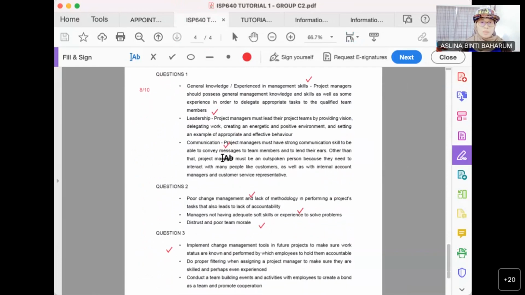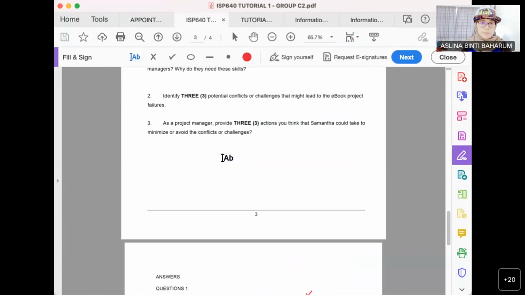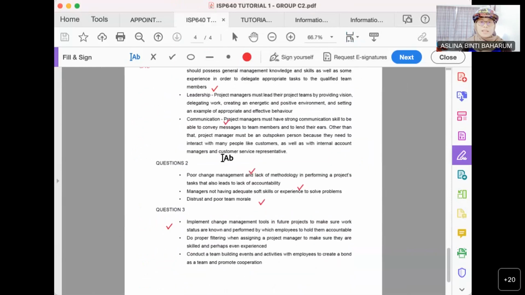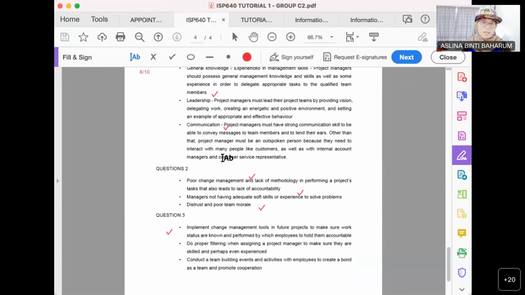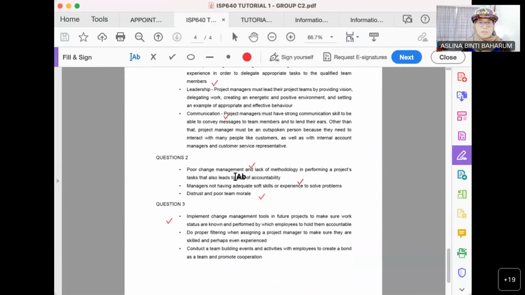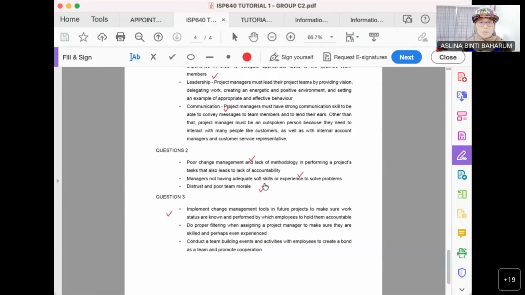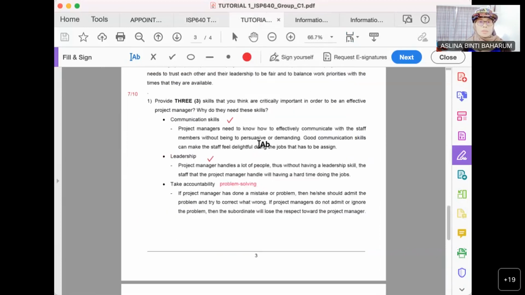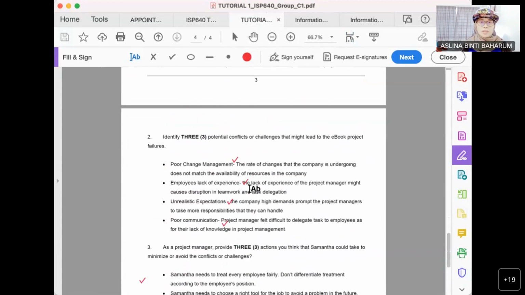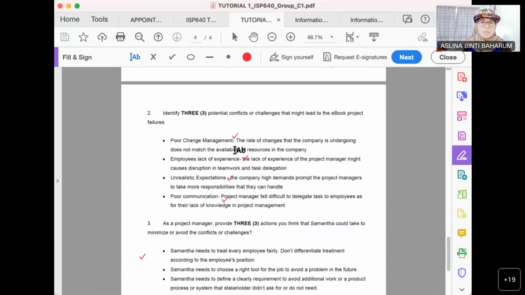Okay, question number 2 is asking about the challenge. So the challenge is easy, either of the 4 categories. So poor change management and lack of methodology, managers not having adequate. As long as I find the keywords in your sentence, it's already correct. So number 2, no problem. Both groups are all correct. Group C1 gave 4, okay, up to you.